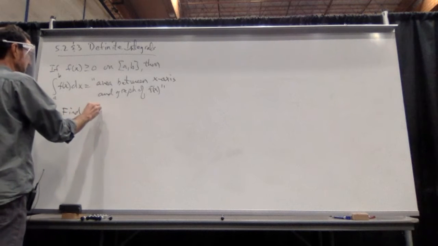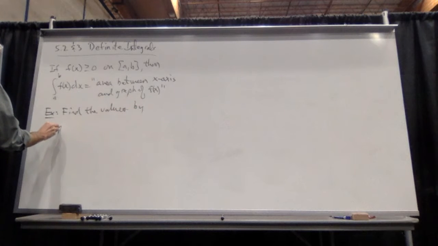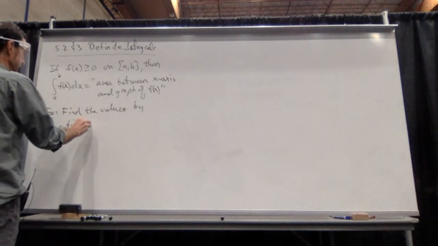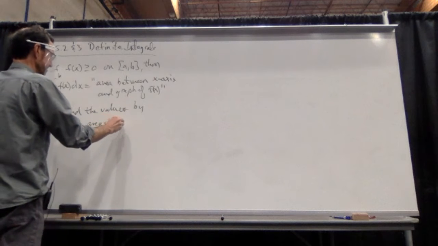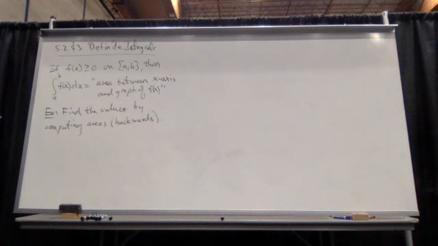Find the values by computing areas. And like I said, it's sort of backwards of the way we presented the problem on Friday. That is, we constructed the integral to help us find the area. And now we're going to use areas to find the value of the integral. We can only do it for very selected functions. But when we can do it, it's super handy and helpful to be able to do it.